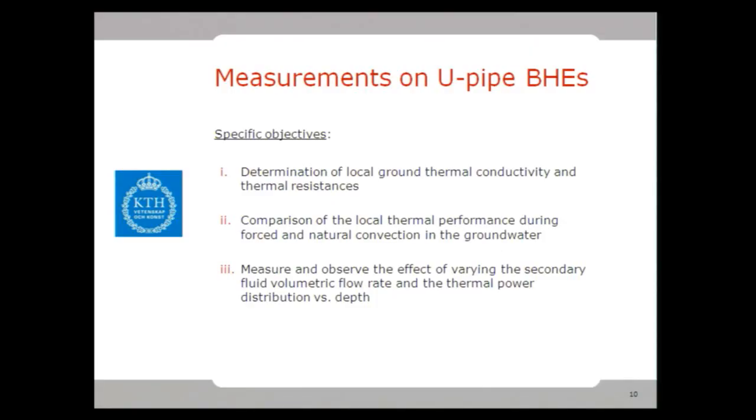This was the background and a presentation of the first two chapters of my thesis, and now I will go into the results, which I will divide per borehole heat exchanger type. So starting with U-pipe borehole heat exchangers, my objectives were the determination of the local ground thermal conductivity and thermal resistances in U-pipe heat exchangers, comparison of the thermal performance during forced and natural convection conditions, and to measure and observe the effect of varying the volumetric flow rate and observe the thermal distribution along the depth in U-pipes.